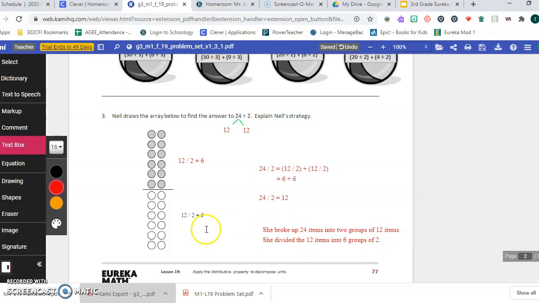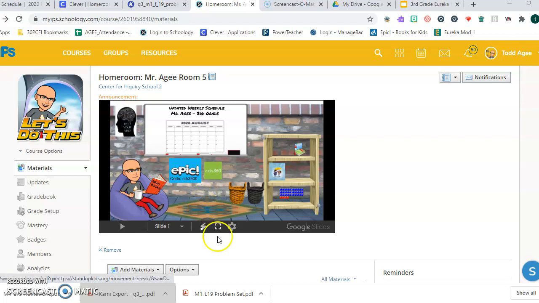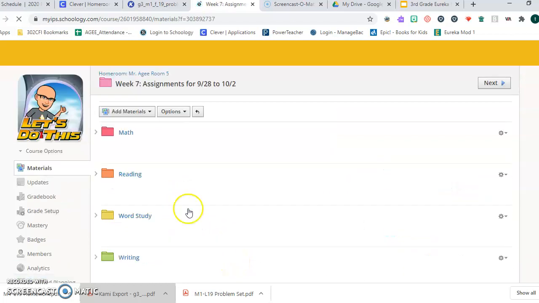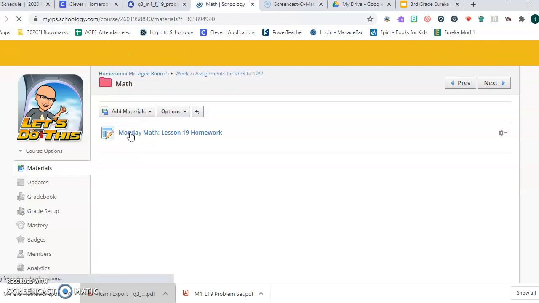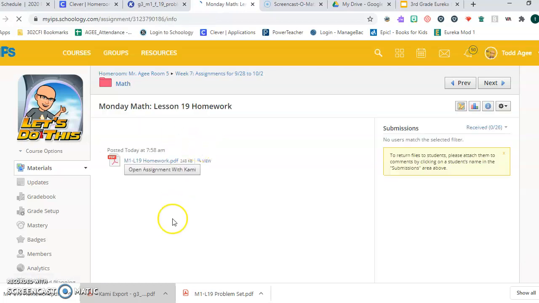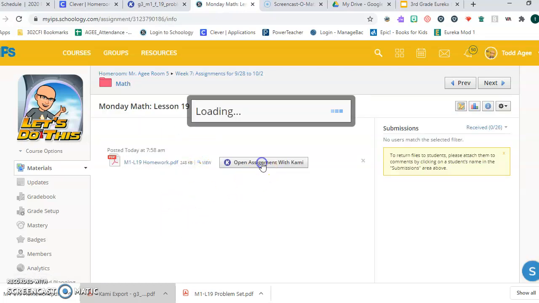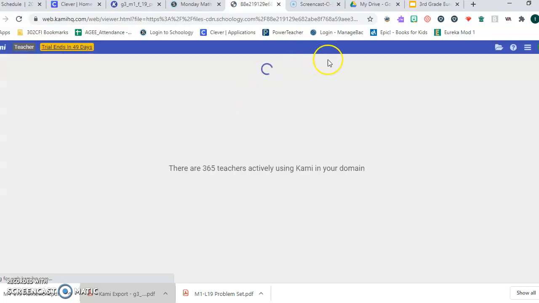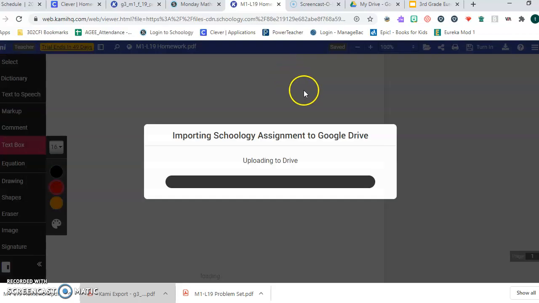All right, your assignment. You need to go into the math folder from the Schoology homepage. Your assignment is to go into the math folder for this week, and you see an assignment here. You're doing the lesson 19 homework. You click into here. You got to make sure you open the assignment with Cami. When you open the assignment with Cami, the lesson 19 homework will show up.